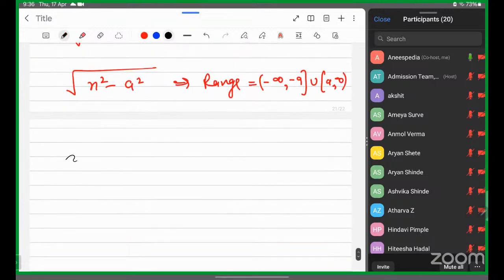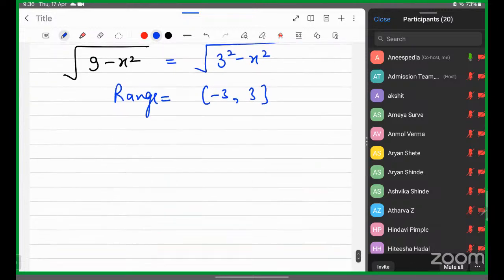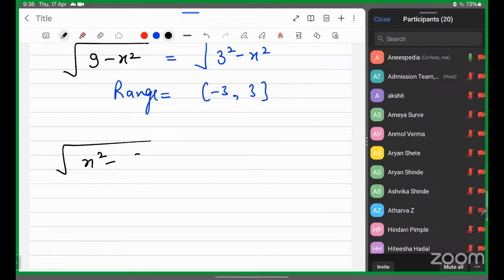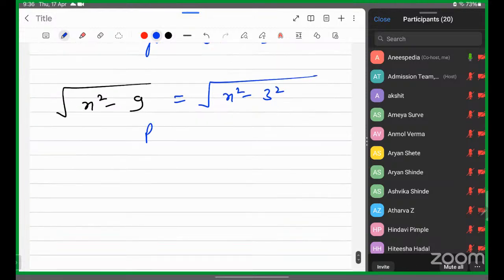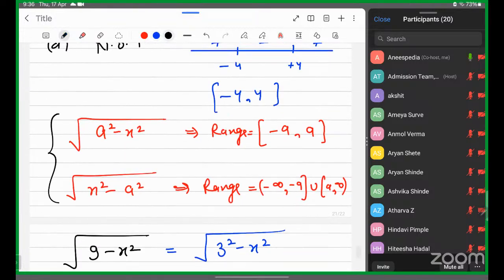So if I write a question for you, 9 minus x square, what will be its range? 9 minus x square is 3 square minus x square, which implies that its range is going to be between -3 to 3. And if I write the same question as x square minus 9, this will be square root of x square minus 3 square. And in that case, the range will be minus infinity to -3 union 3 to infinity. So this is the trick. You can remember it. If there are questions of such type, you can directly find out the range.